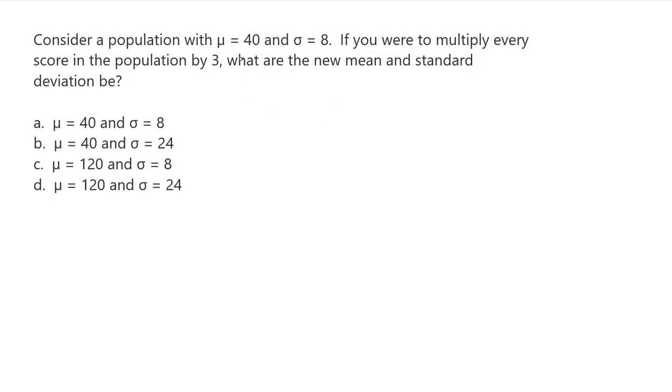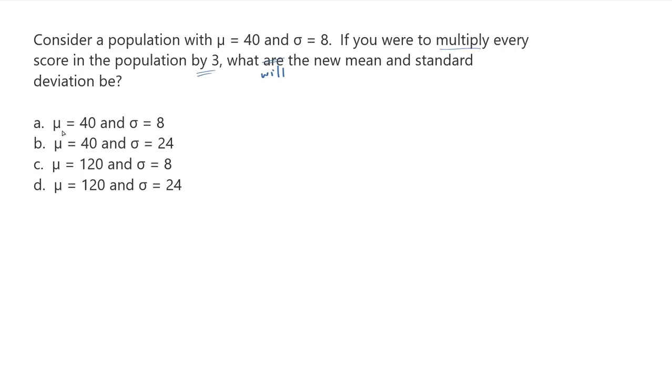Consider a population with a mean of 40 and a standard deviation of 8. If you were to multiply every score in the population by 3, what will the new mean and standard deviation be? Okay, so have a look at what we're doing. We're taking every score and multiplying by 3.